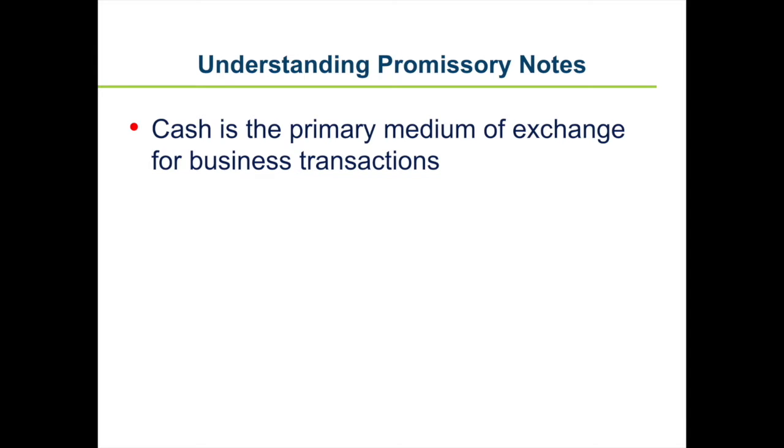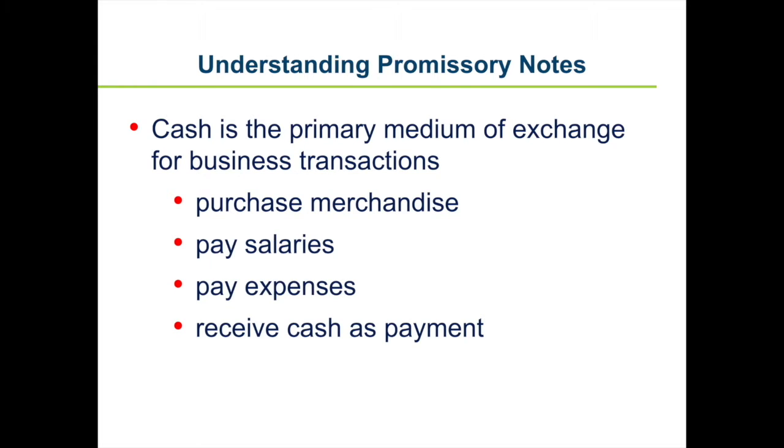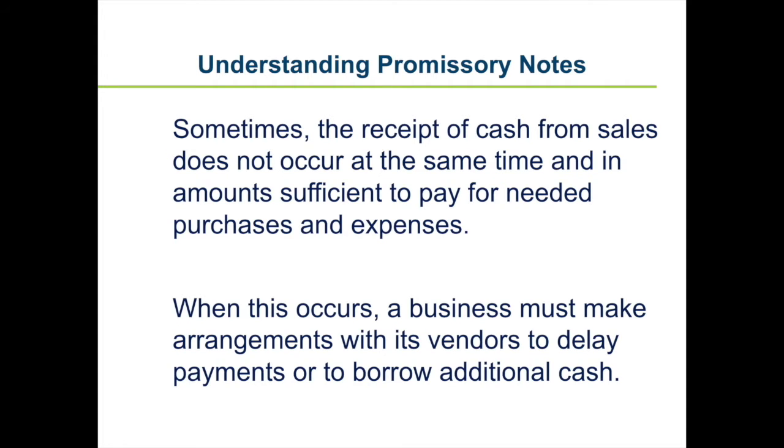Cash is the primary medium of exchange for business transactions. Cash is used to purchase merchandise and to pay for salaries and other expenses. In turn, businesses receive cash when they sell their products or services and collect payment. The cash received can be used to purchase more merchandise and continue to pay salaries and other expenses. Sometimes the receipt of cash from sales does not occur at the same time and in amounts sufficient to pay for needs of purchases and expenses. When this occurs, a business must make arrangements with its vendors to delay payments or to borrow additional cash.